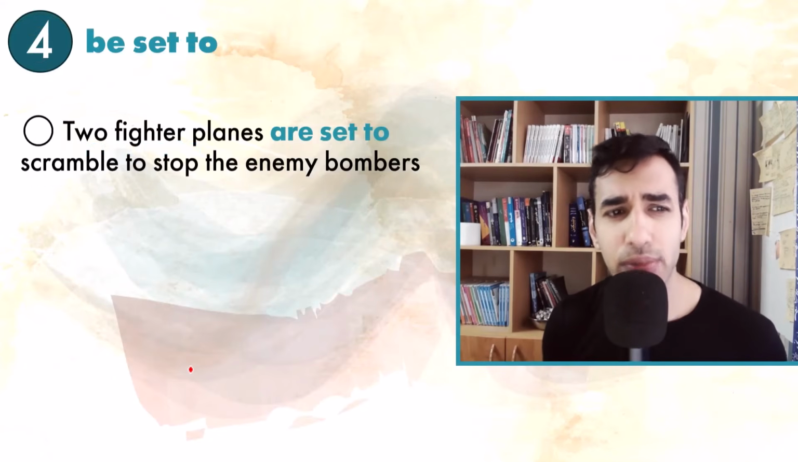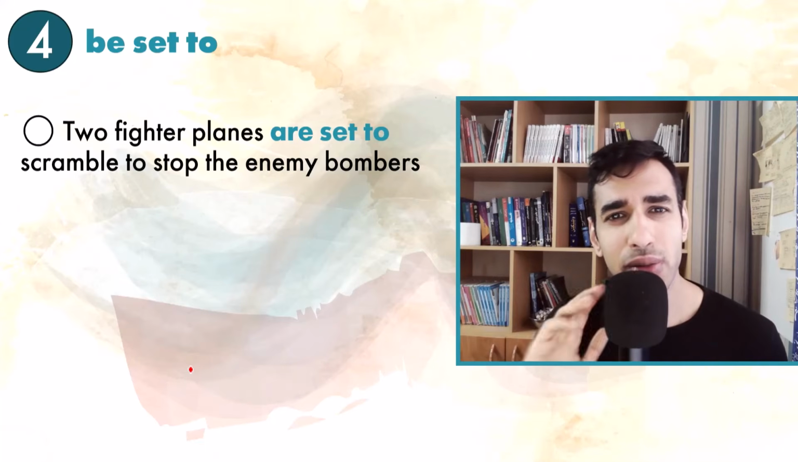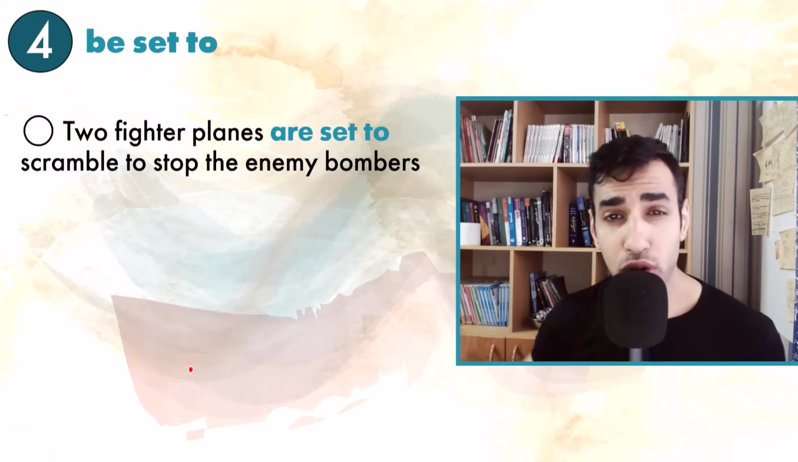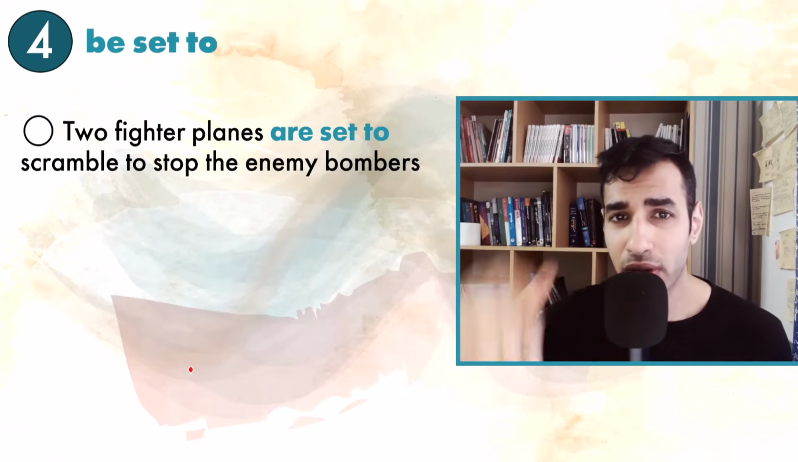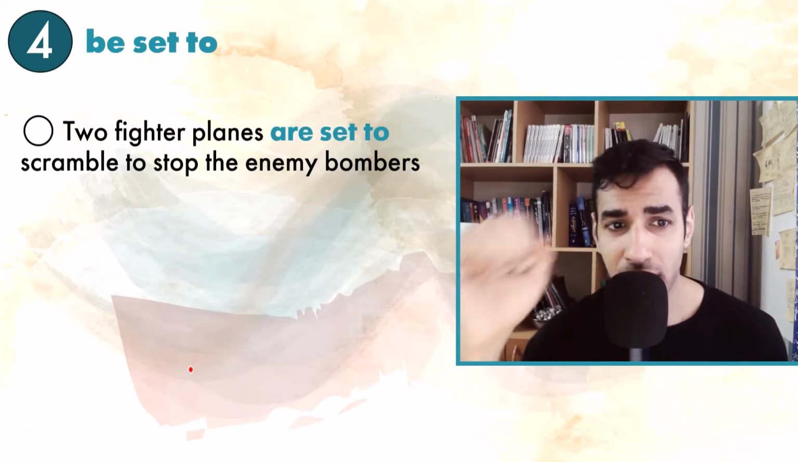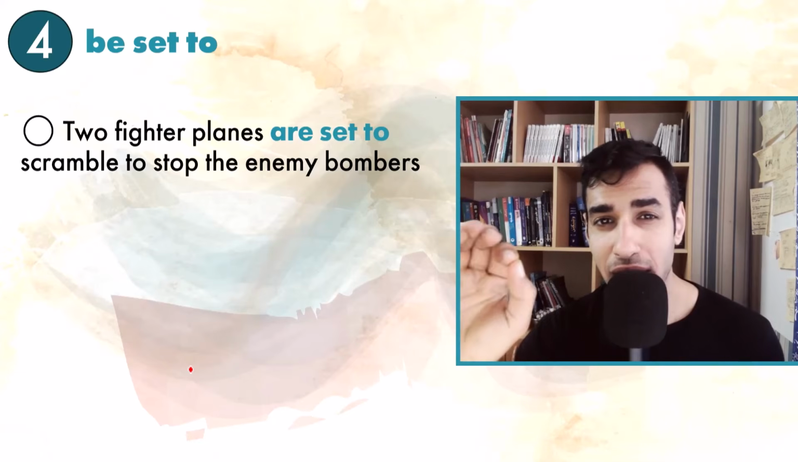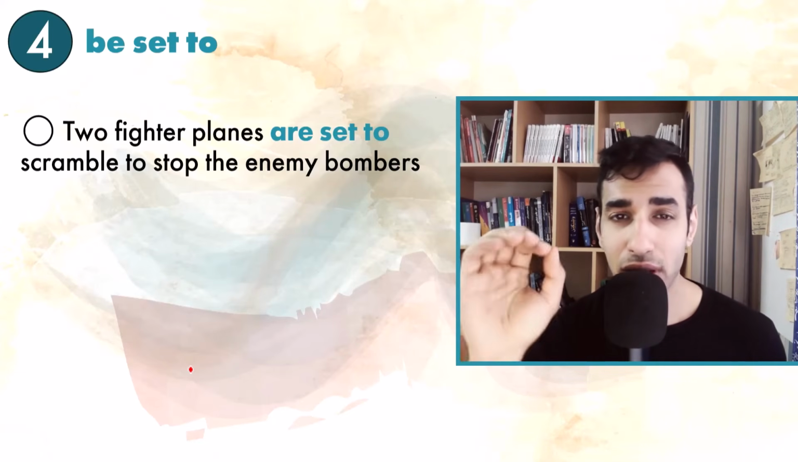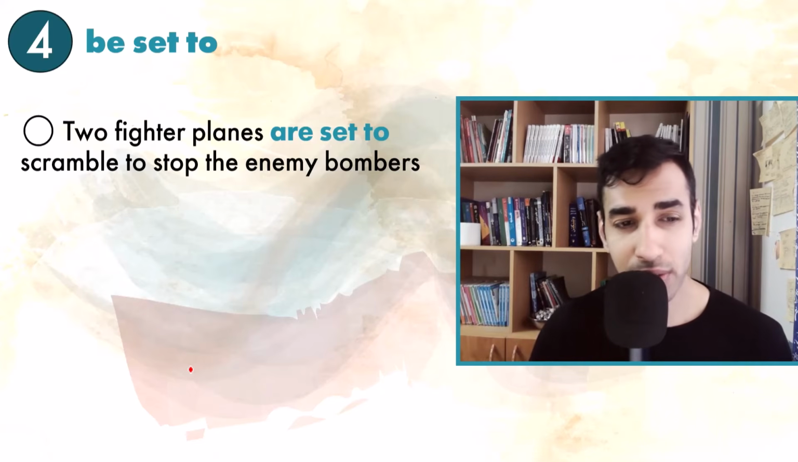And the last one, be set to. It means to be ready. Used for near future. Two fighter planes are set to scramble. Scramble, to stop the enemy bombers. They are ready to go and fight with any enemy bombers. Are set to means are ready to. Be set to means be ready to.